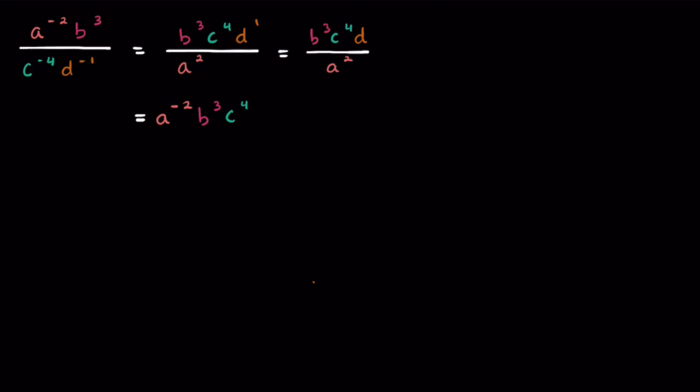That d to the negative 1 becomes d to the positive 1. And I'm just not going to write that 1, but this would be the same expression. Keep in mind, the only difference is that a to the 2 is now on the top. It's just raised to the a to the negative 2 power instead. Here's one last example for this video.